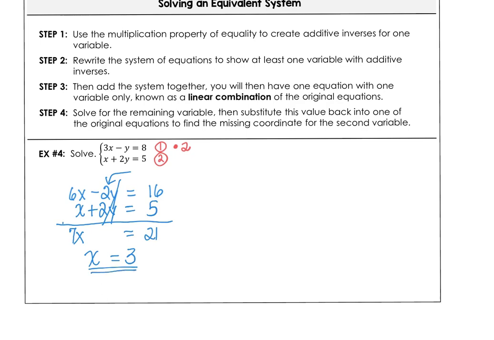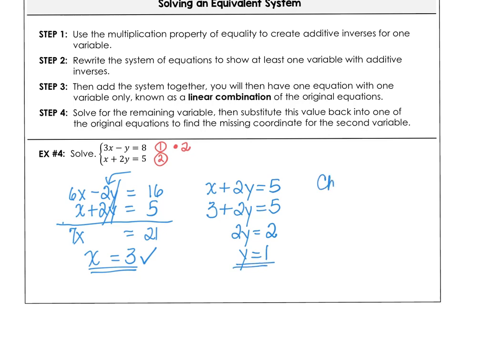Then you can go back to the original equations, and I'm going to choose equation 2 this time. x plus 2y equals 5, but we know x is 3. So substituting 3 for our x, 3 plus 2y is 5. Subtracting 3 from both sides, we found out y is 1.